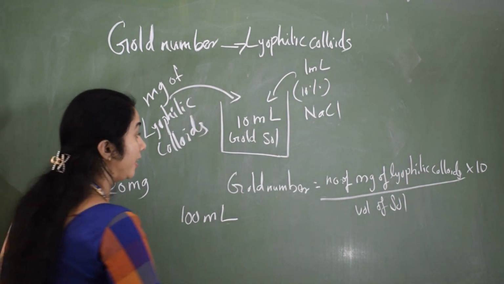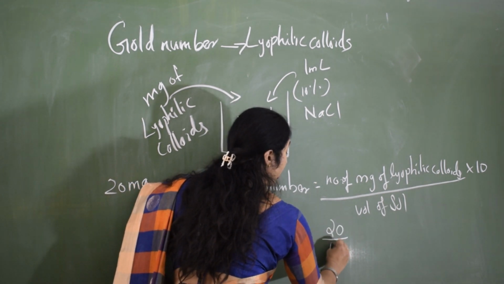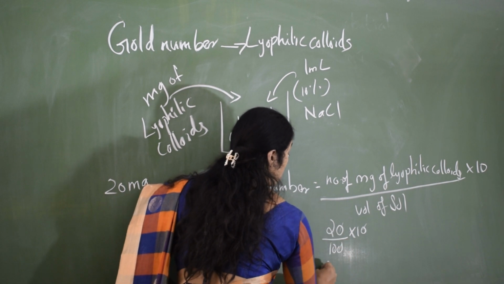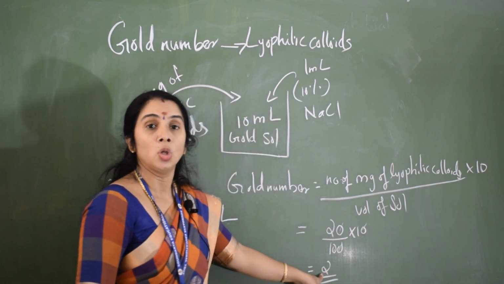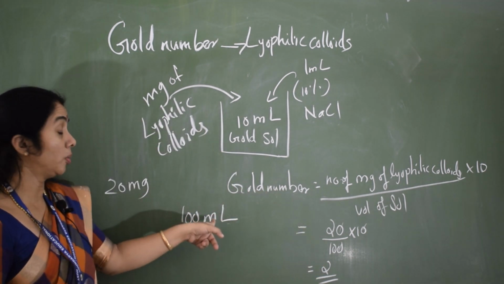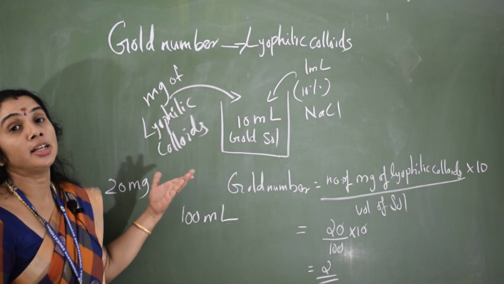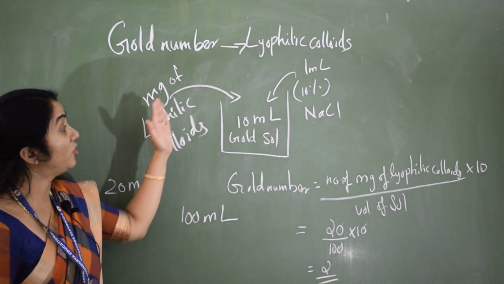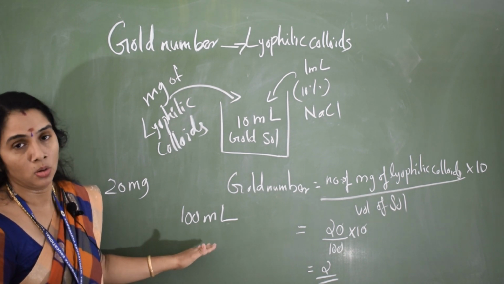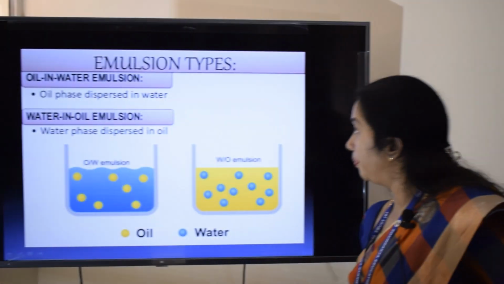The gold number you can define as number of milligrams, 20 by 100 into 10. So when you cancel, you will be getting 2. Gold number is 2. So gold number 2 indicates that 20 milligram has been added to 100 ml solution. Smaller the gold number, greater is its protective action. Very, very important concept for competitive exams, the gold number concept. Hope it is clear.